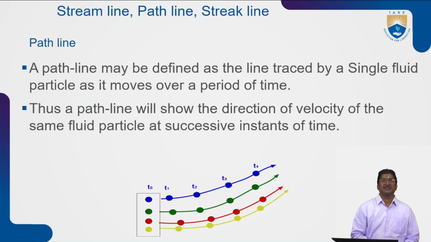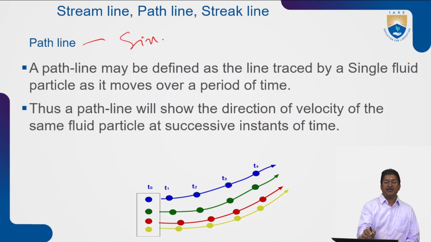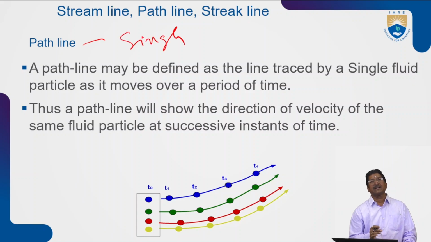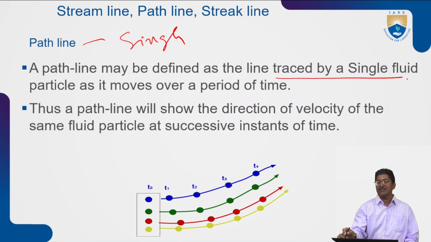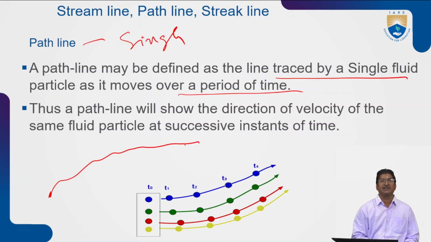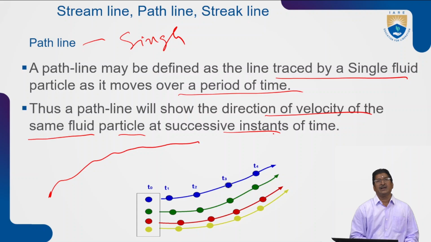Then path lines. A path line is but a single particle traced in the fluid flow. A path line is defined as the line traced by a single fluid particle as it moves over a period of time. That single point is moving in some direction, and the tracing of that path is called the path line. Thus the path line shows the direction of velocity of the same fluid particle at successive instants of time.